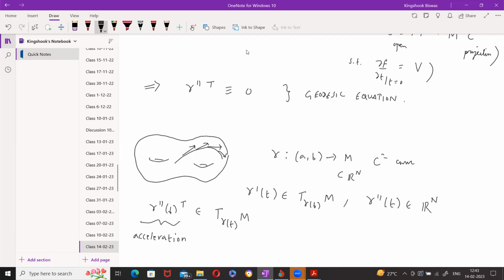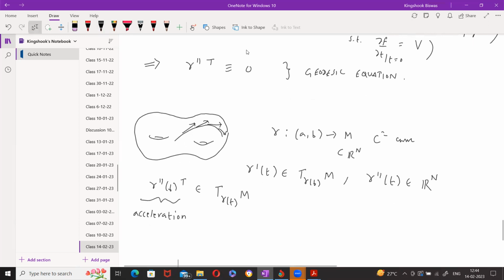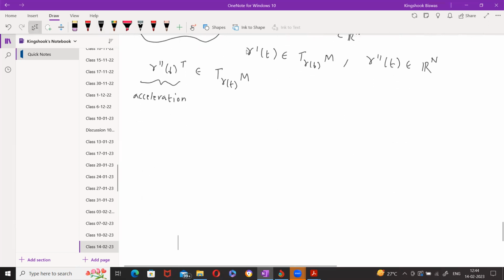Is that clear? Geodesic meaning a shortest length curve has to have a 0 acceleration. So a geodesic will be a curve whose acceleration is 0. A geodesic will be defined to be a curve whose acceleration is 0. So let me give you an example of such a curve.